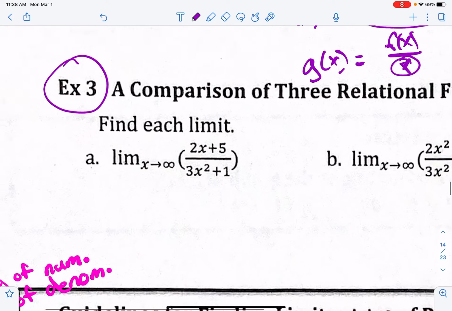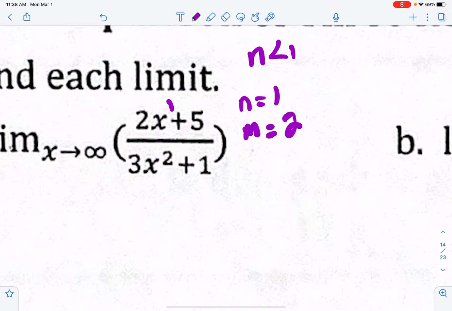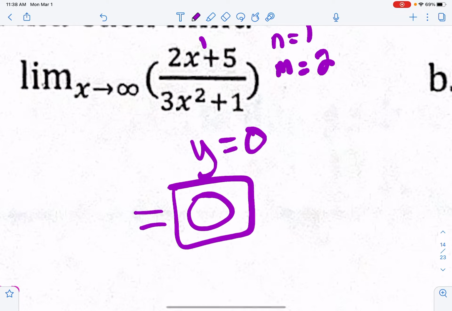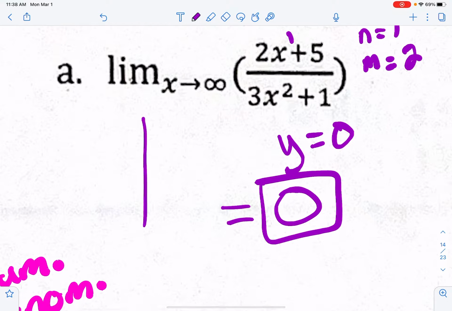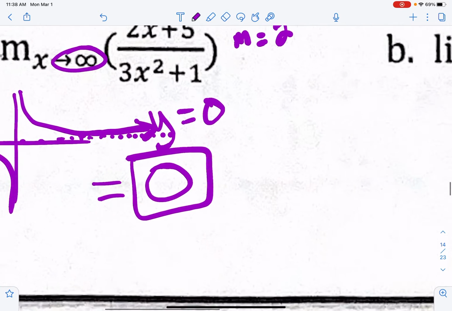Okay, so in part A, n, the degree of the numerator, is just 1, and m is 2. And the rule for n less than m is that y equals 0 is the horizontal asymptote. So when we're trying to find the limit, we would say that limit is equal to 0. Going both right and left, it has a horizontal asymptote here, and it looks something like this. So as x goes toward infinity, as x goes forever to the right, what y coordinate is it approaching? It's approaching that y coordinate of 0, because it's flattening out.